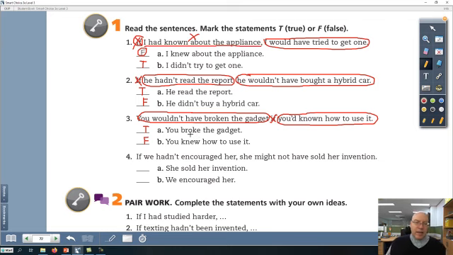Okay, so again, think of the opposites. Last one here. If clause is back at the beginning. If we hadn't encouraged her, she might not have sold her invention. Oh, we got 2 negatives in this situation. Let's think of the if clause first. Take that away. We hadn't encouraged her. Think of the opposite: we encouraged her.